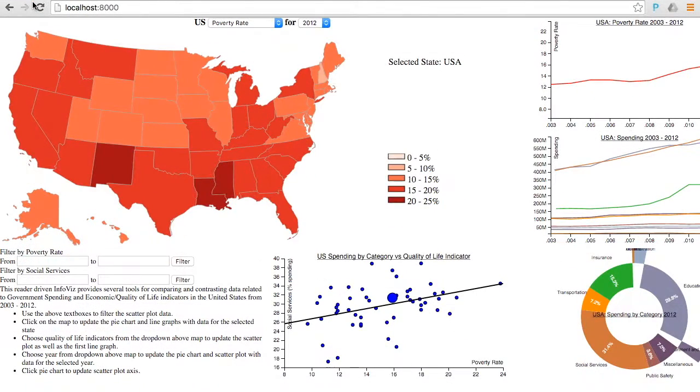Everyone. So we are Team U Spendy, and our infoviz was created to help paint a clearer picture around the poverty discussion that's always taking place in our country. So we took the spending budgets of all 50 states in the U.S. and we wanted to cross-analyze that with 4 different quality of life indicators. We chose to use poverty rate, unemployment rate, spending per capita, and crime rate.